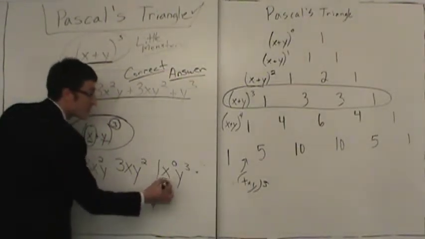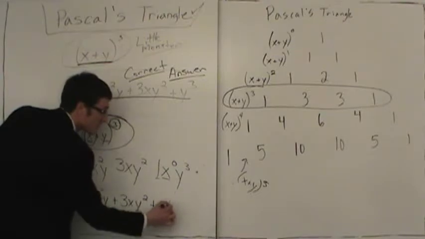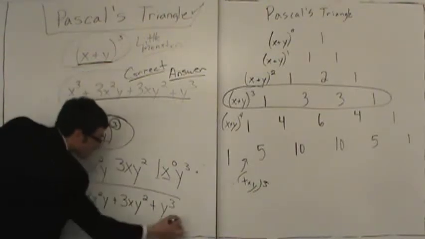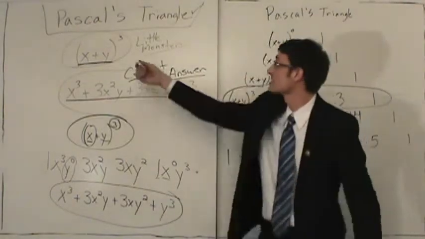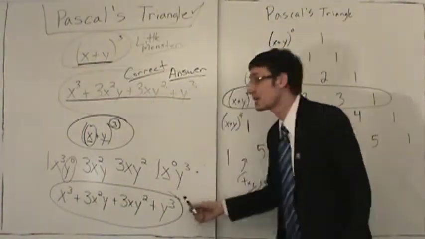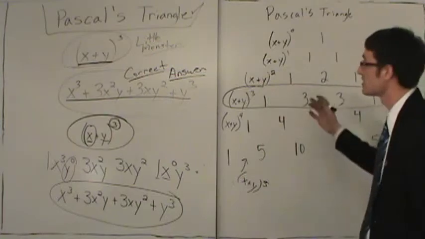The 1s can be ignored, and we just have plus y to the third. And notice, we are done. So this trick actually will find the answer to this problem very, very quickly using the rows in the triangle. So let's try another one.